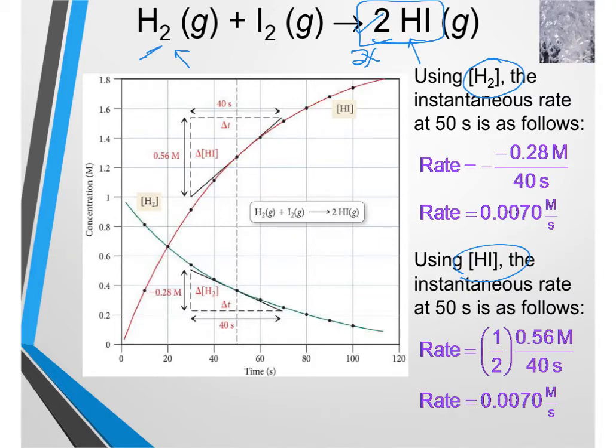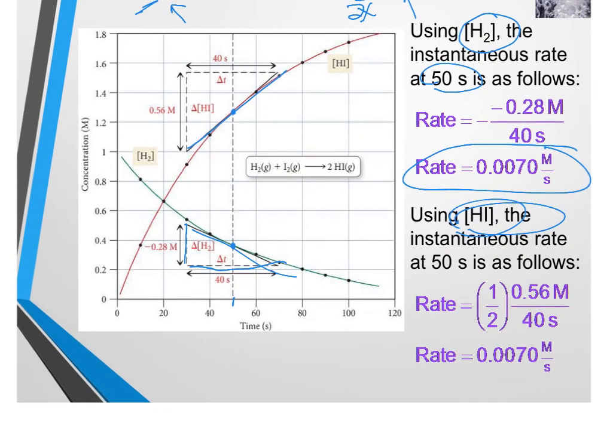They told us to find the instantaneous rate at 50 seconds. So the first thing you want to do is make a little dot on each of the curves at 50 seconds and then draw your best tangent line. I can't draw a straight line anymore. Once you draw the tangent line, just get the rise over run, the slope of them. By doing that, we get the rate of disappearance of hydrogen gas at 50 seconds, 0.007 molarity per second, and the rate of appearance of hydrogen iodide at 50 seconds. Let me move this whole thing up. There we go.